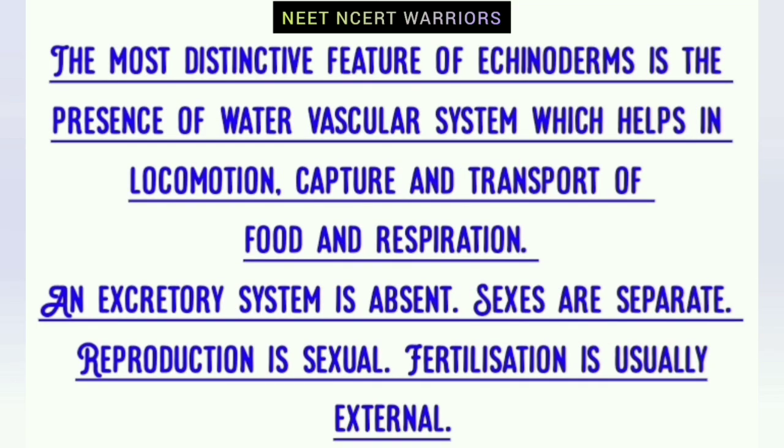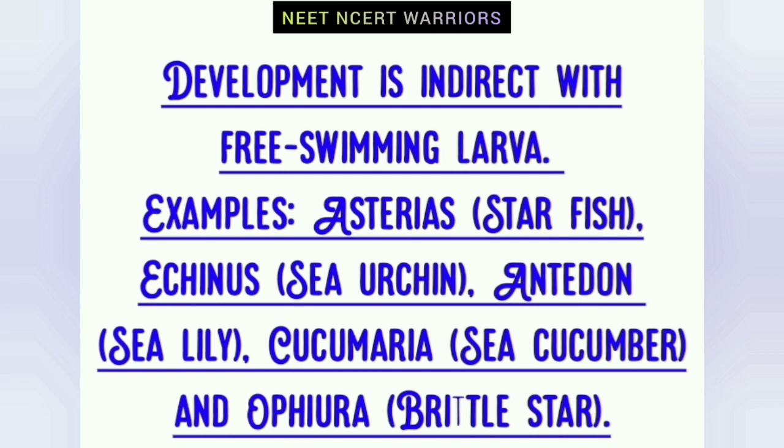The most distinctive feature of echinoderms is the presence of water vascular system, which helps in locomotion, capture and transport of food and respiration. An excretory system is absent. Sexes are separate. Reproduction is sexual. Fertilization is usually external. Development is indirect with free-swimming larvae. Examples: Asterias, starfish; Echinus, sea urchin; Antedon, sea lily; Cucumaria, sea cucumber; and Ophiura, brittle star.